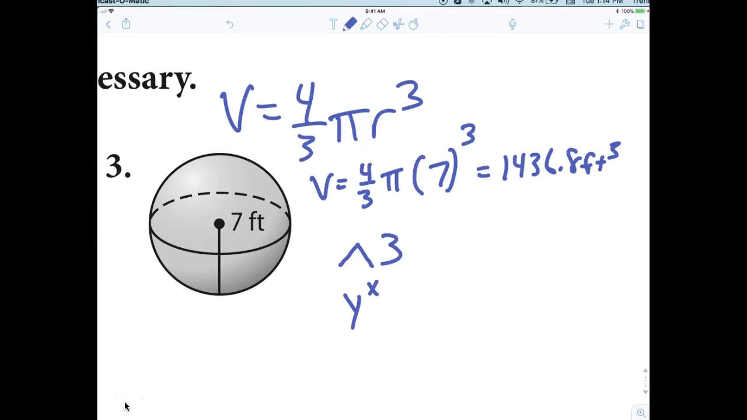Four divided by 3. 4 divided by 3. That's why I got it wrong. Come on, 4 divided by 3.